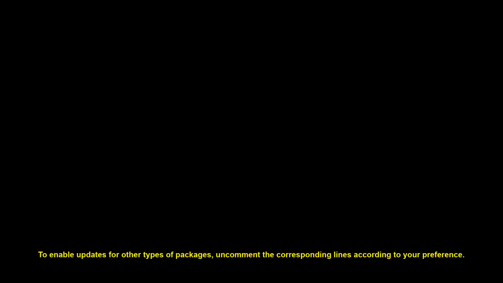To enable updates for other types of packages, uncomment the corresponding lines according to your preference. After making the changes, save the file by pressing Ctrl+O and then exit by pressing Ctrl+X.